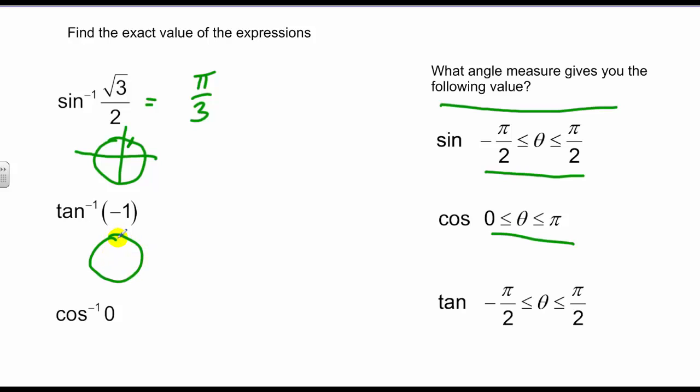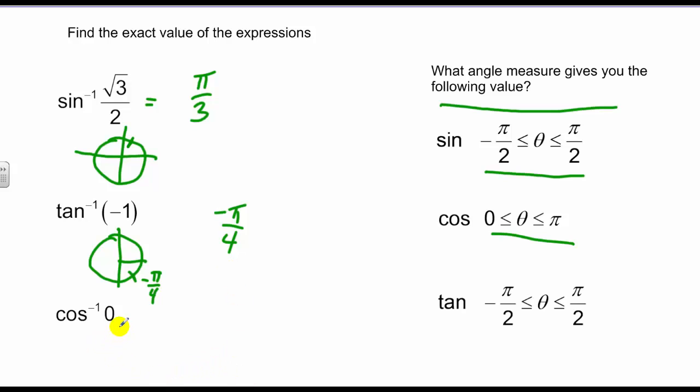For tangent, having a value of negative 1, I want to answer once again in my first or fourth quadrant. And when I name my fourth quadrant, it's going to be as a negative degree measure. Well, that's exactly where it would have to be in this fourth quadrant. And I know that's at the pi over 4 value. So negative pi over 4 is my solution here.